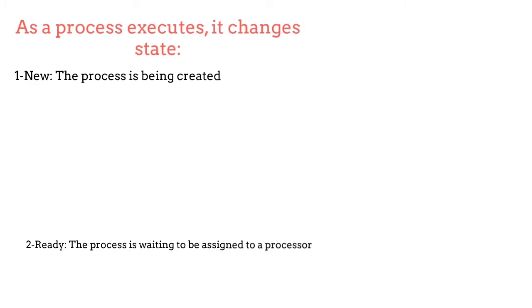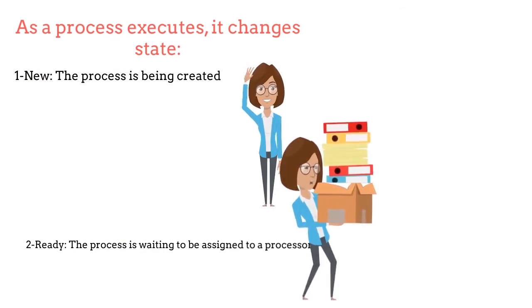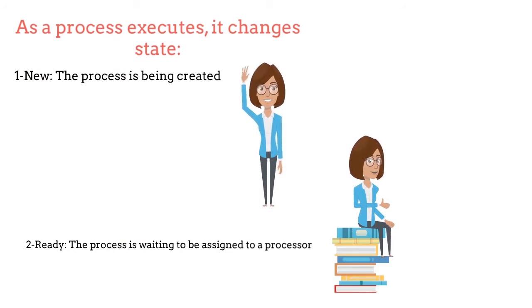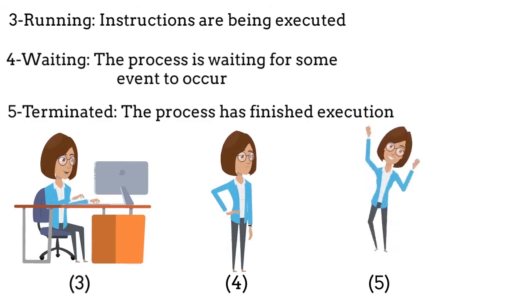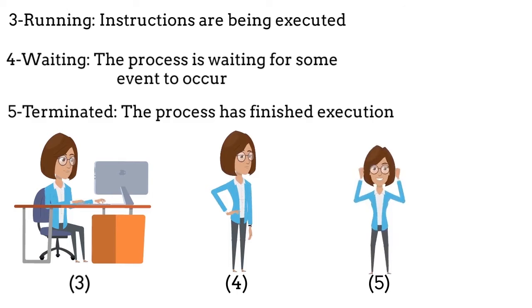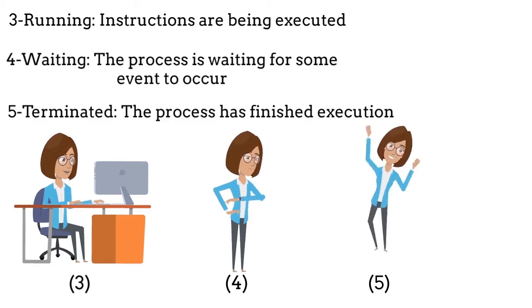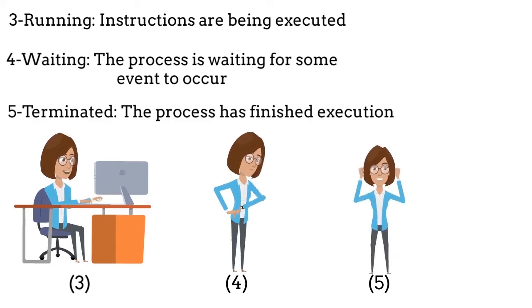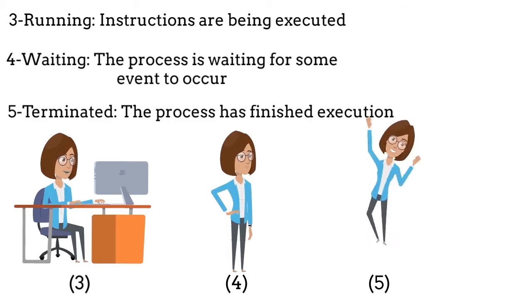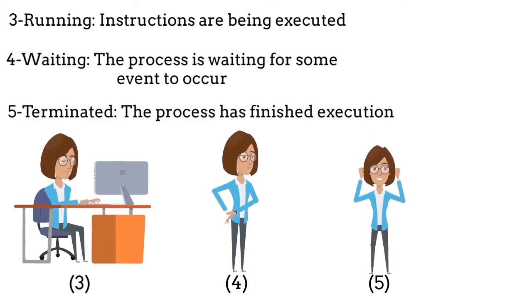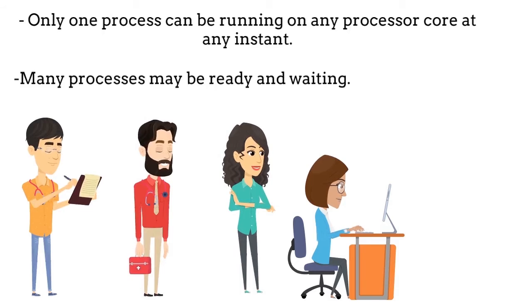As a process executes, it changes state. New, the process is being created. Ready, the process is waiting to be assigned to a processor. Running, instructions are being executed. Waiting, the process is waiting for some event to occur. Terminated, the process has finished execution. Only one process can be running on any processor core at any instant. Many processes may be ready and waiting.